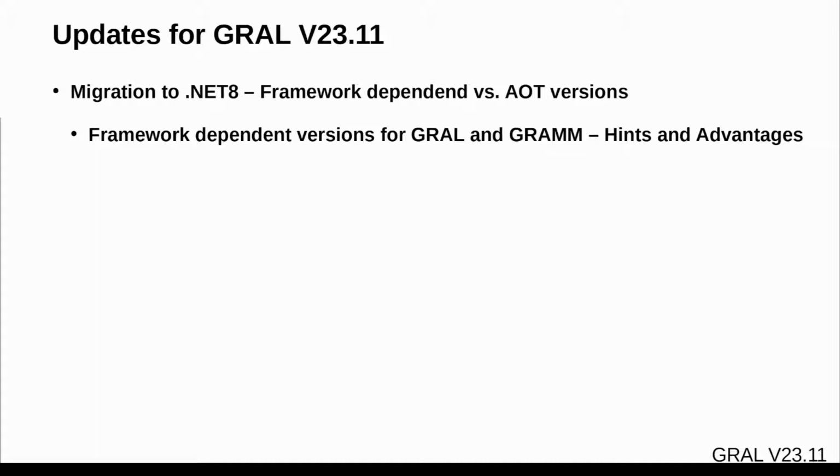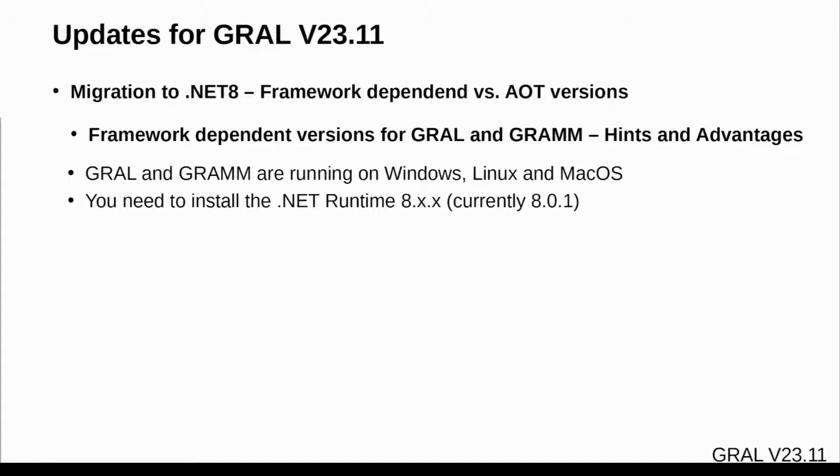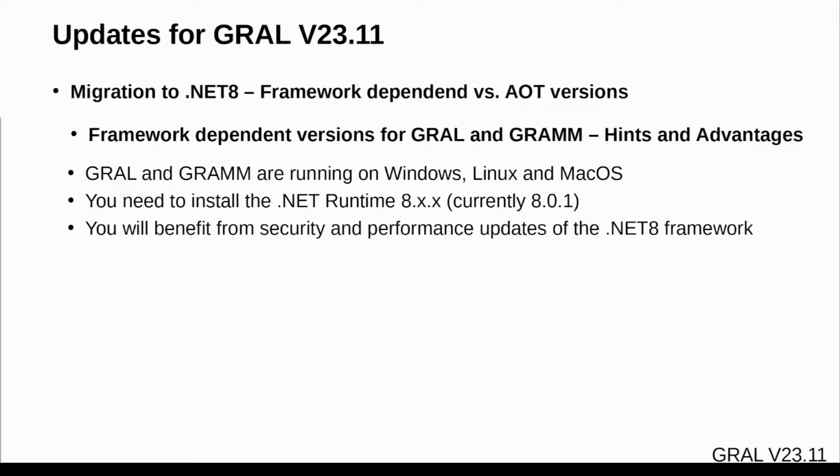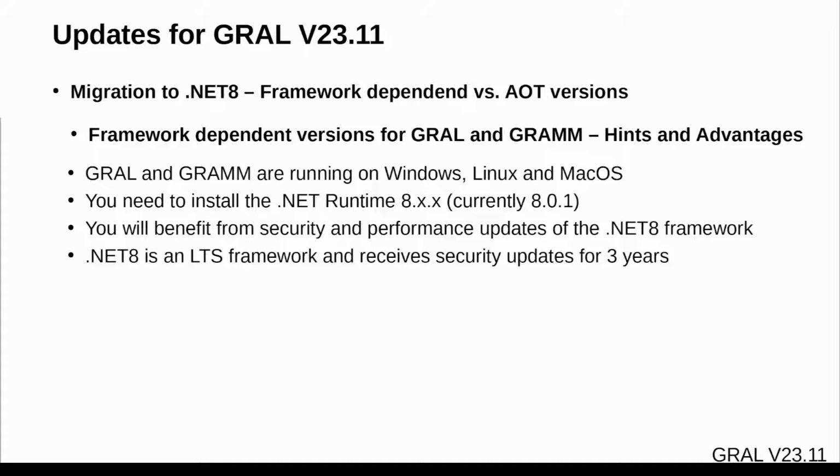What are the hints and advantages for the framework-dependent version of GRAL? GRAL and GRAM are running on Windows, Linux and Mac OS using the framework-dependent version. You need to install the .NET Runtime 8.xx, currently 8.0.1. You will benefit from security and performance updates of the .NET 8 framework. .NET 8 is an LTS long-time support framework and receives security updates for 3 years.